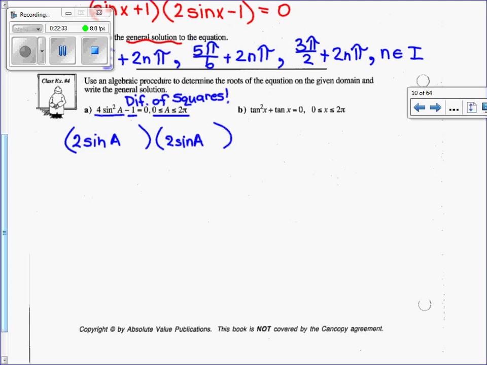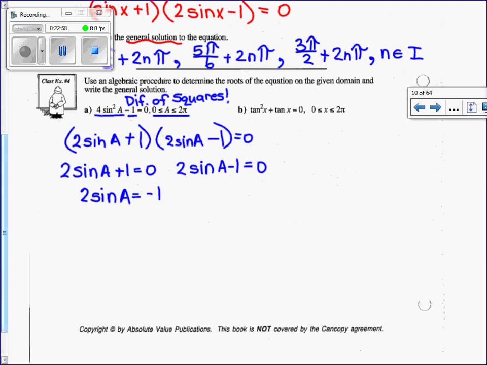What is the square root of 1? One of them you're adding, one of them you're subtracting. Okay, then of course that is equal to 0. Okay, so we're going to set each factor equal to 0. 2 sine a plus 1 has to equal 0, and 2 sine a minus 1 has to equal 0. And so that would mean 2 sine a equals negative 1, I'm going to subtract 1 from both sides, then I'm going to divide by 2. So sine a is negative a half, or on this side, 2 sine a equals 1, add 1 to both sides and then divide by 2.